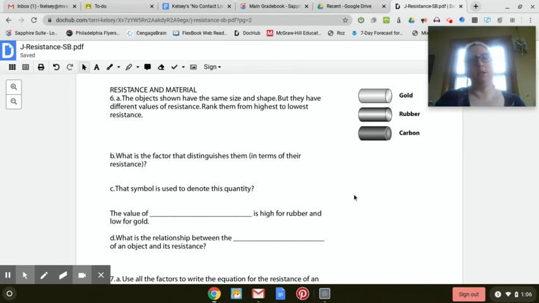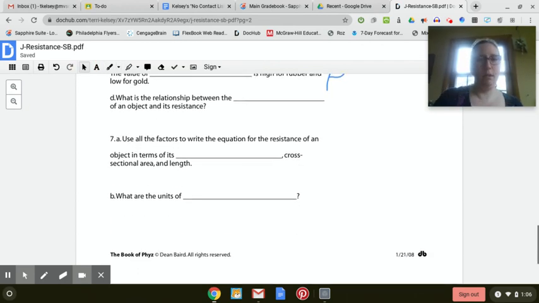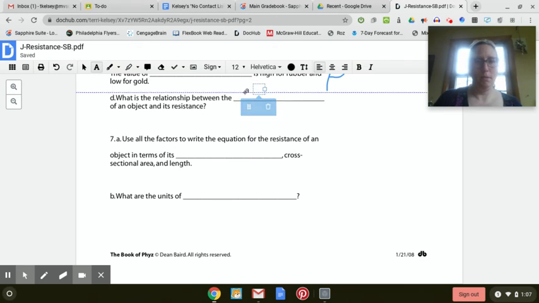And what symbol is used to denote this quantity? Let me see if I can draw one. It's the Greek letter rho, again, just like momentum. Okay. The relationship between an object and its resistance. Let me, hang on, move this down here. And it would be direct. That would be direct, okay?